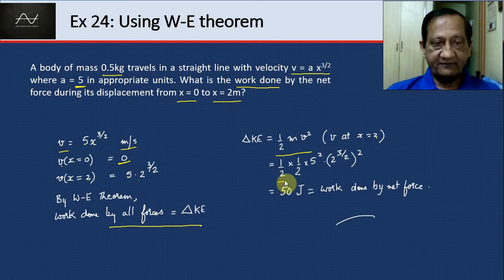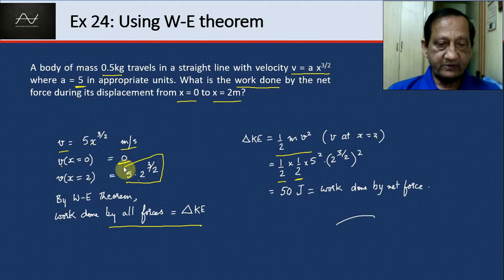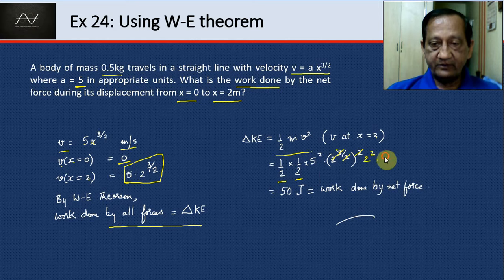So half the mass is half kg, and what is v at x equal to 2? When you square it, you get 5 squared and then 2 to the power 3, which I can write as 2 squared into 2. This 2 squared will cancel. 5 squared is 25, into 2 is 50 joules.